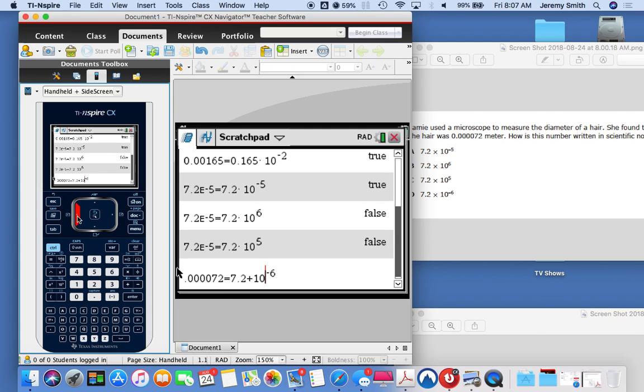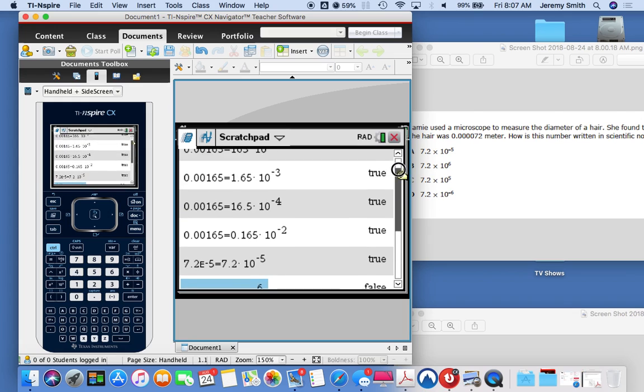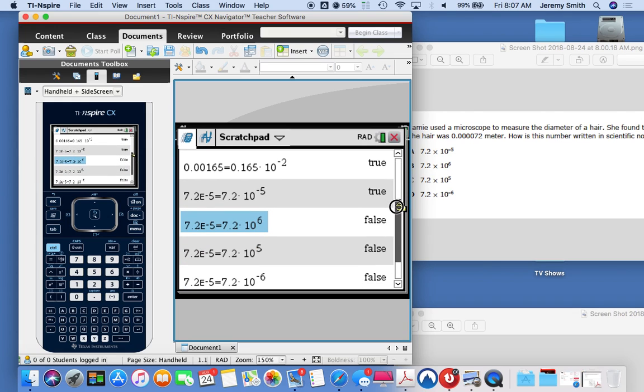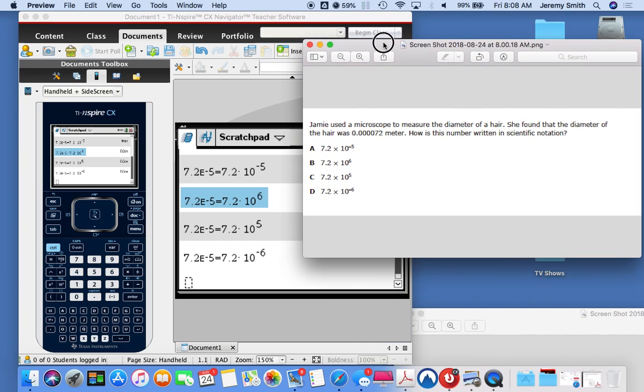Oh, I made a mistake. Let me change that to times. Alright. And I see that is false. So only one was true. Now, as I stated earlier, you have to be careful because, as with some of the problems that we did earlier, you got to look at that coefficient. I know these are not right because they all said false. My answer to this problem was going to be A.